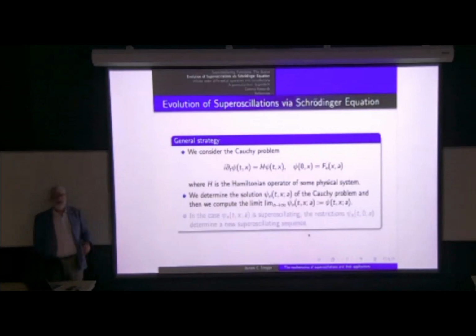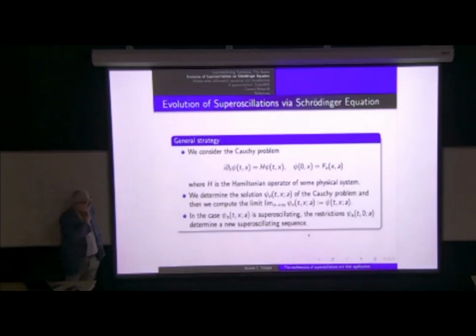Usually you need the Green function, and then you have to do some work to write out the solution. And then you try to calculate the limit as n goes to infinity of those solutions. And then, if in fact this limit is superoscillating, then first of all, you answer your question: yes, the superoscillation remains. But also you discover a new superoscillating function by just setting, for example, x equals 0. We see an example in a moment, and then you have another superoscillating sequence, or even a superoscillating sequence in multiple variables. So that's a general approach.